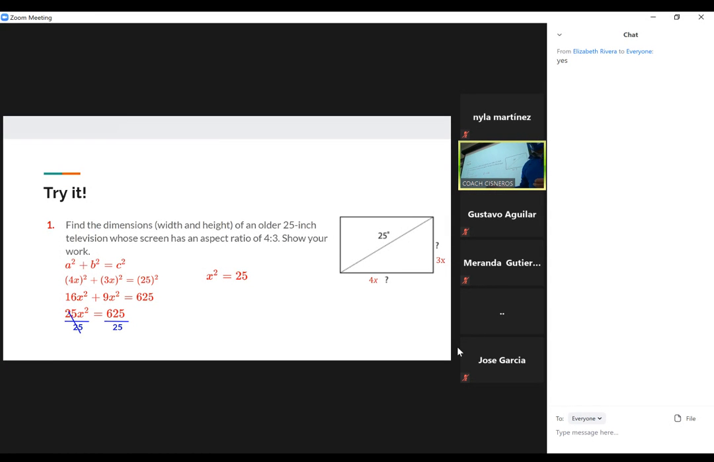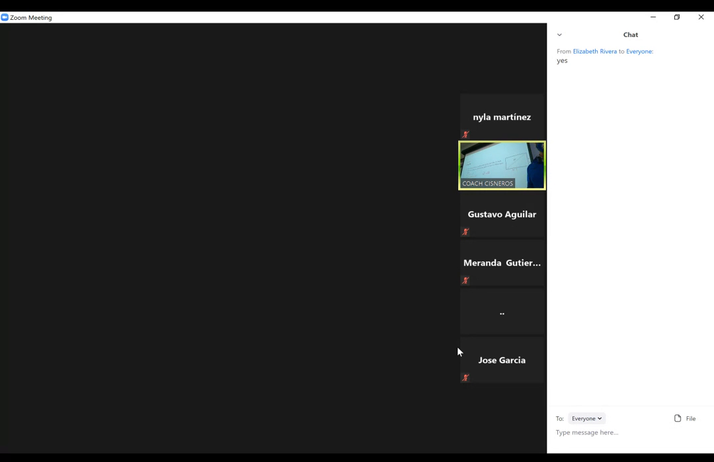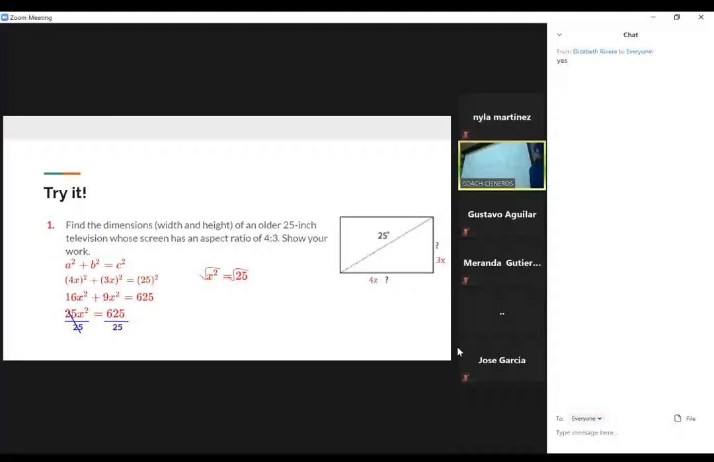What's the last step? How do I get rid of the squared? Not square both sides, square root both sides. I just drew it in there because I couldn't figure out how to put the little symbol on the Google Slides. So square root 25. And you don't need a calculator for this. What's the square root of 25? 5. Okay, so x equals 5.